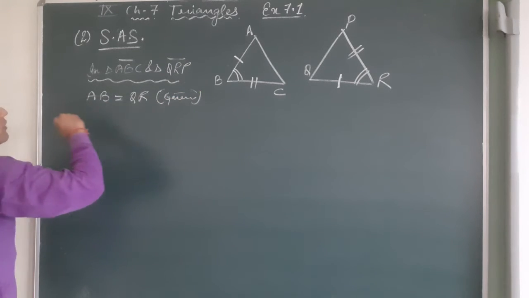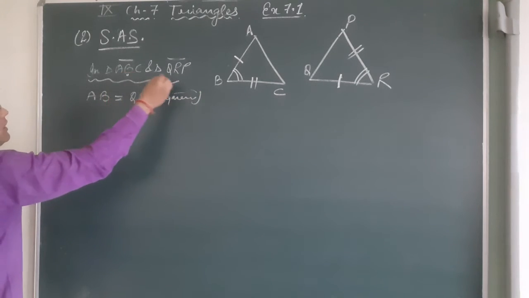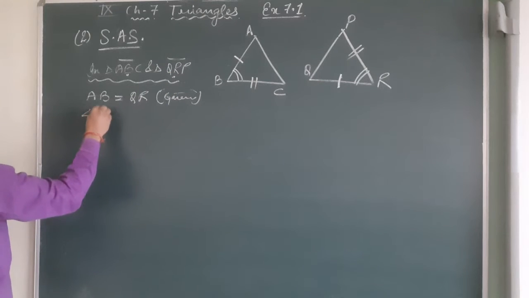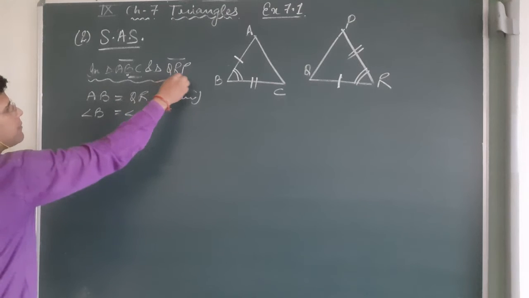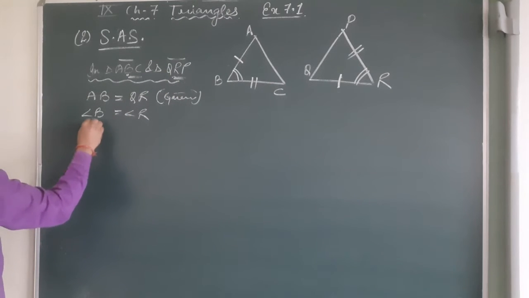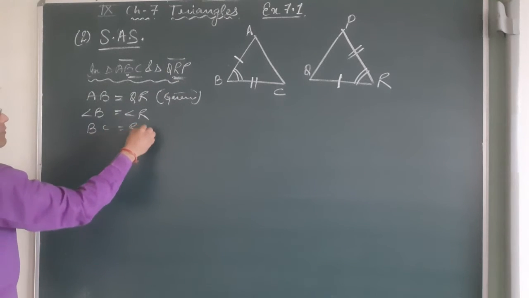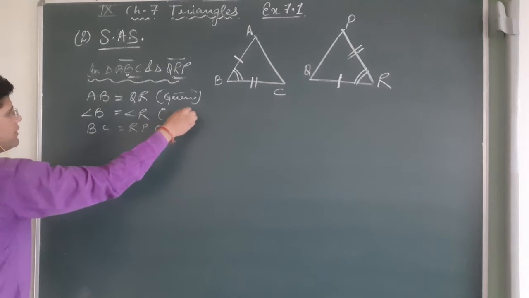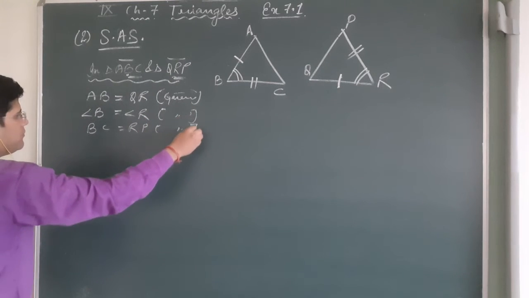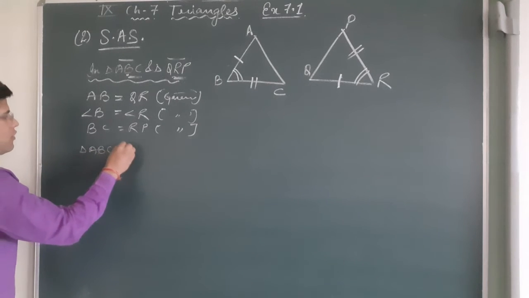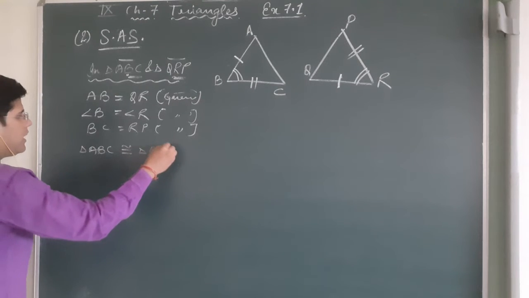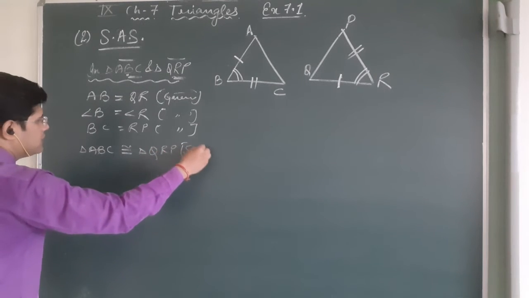And if you talk about the next part, then angle B equal to angle R. And the third, BC equal to RP. These are also given, so I just put the similar sign for that. Now triangle ABC is congruent to triangle QRP by SAS.